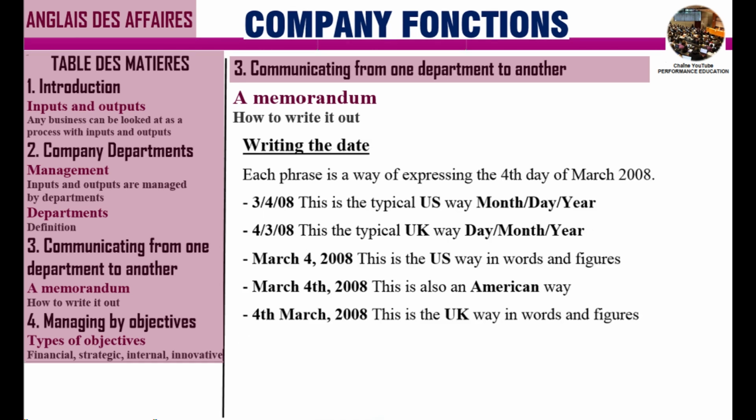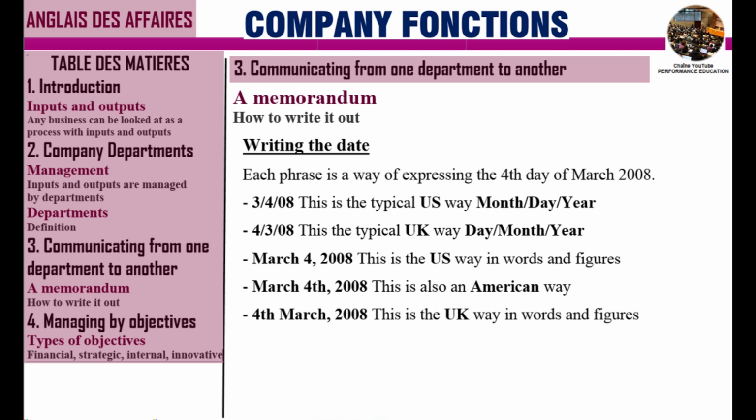Writing the date, okay? That's what I wanted to talk to you about because it's really tricky. Each phrase is a way of expressing the 4th day of March 2008. Several ways. Okay, you have this way, 3/4/08. This is the typical U.S. way. You have the month, and then the date, and then the year. If you put 4/3/08, this is a typical UK way, or French way. You have the day, the month, and the year.